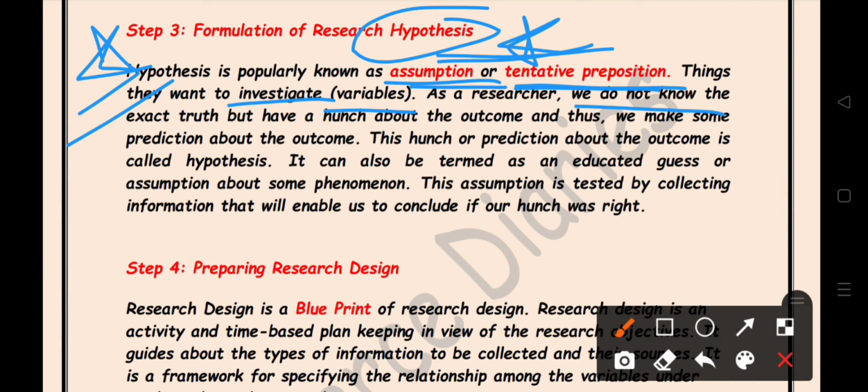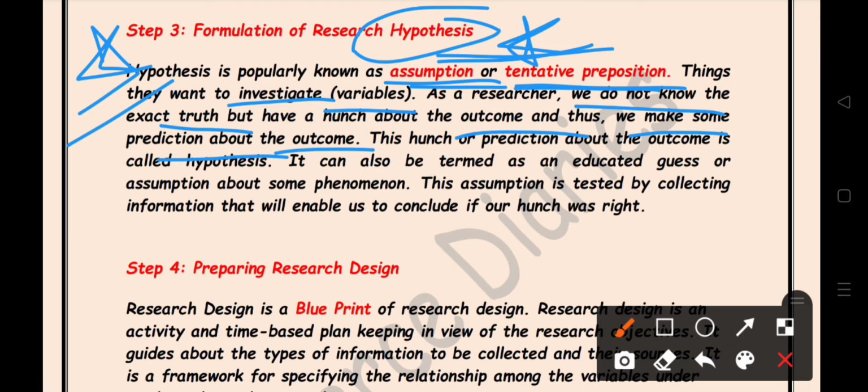Okay, then the thing they want to investigate is the variable. As a researcher, we do not know the exact truth but have some idea about the outcomes, and thus we make some predictions about the outcomes. Okay, so as we are new to our own research problem, we just can't give any kind of statement or any kind of direct result towards our research problem. So in this case, we have to take certain assumptions about whether this particular thing may happen, or whether this particular thing may not happen. So these kinds of assumptions or tentative propositions, we will treat as a hypothesis.